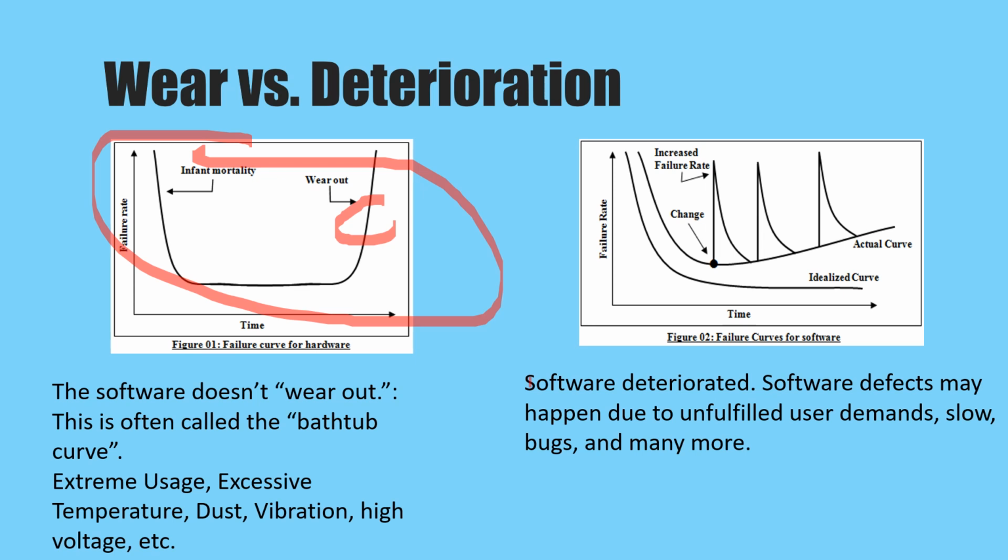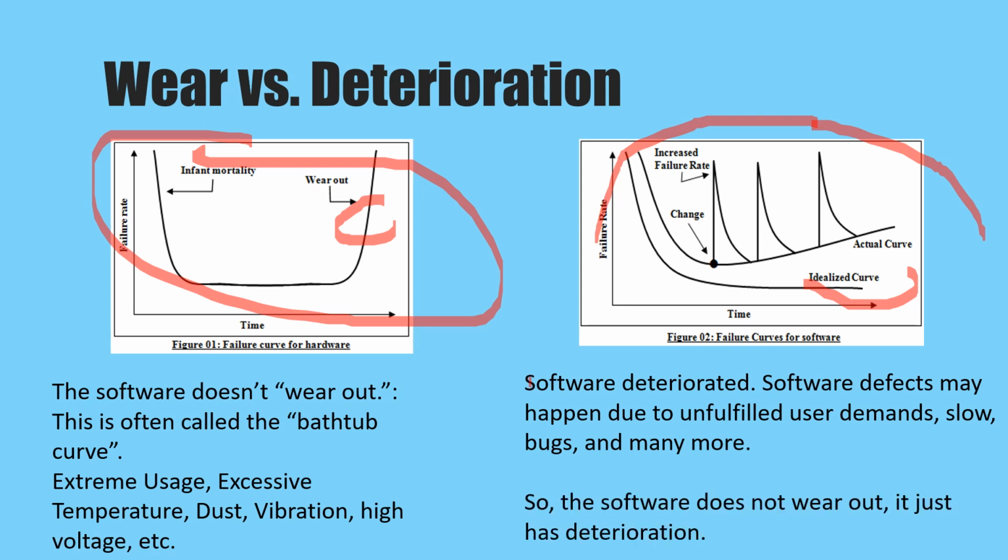Software deteriorates; it starts in an infant state. Software has a high failure rate, but after customization and repairing the defects, it reaches an idealized state. Software defects may happen due to unfulfilled user demands, slow performance, bugs, and many more. Here is the ideal curve showing the idealized state. The actual curve shows the failure rate increasing gradually due to changes during software customization and modification. So the software does not wear out, it just deteriorates.